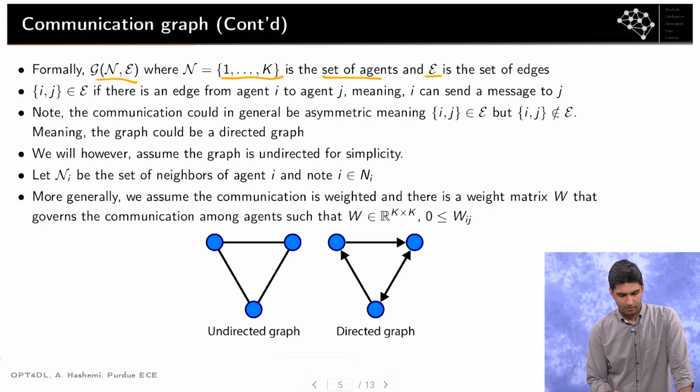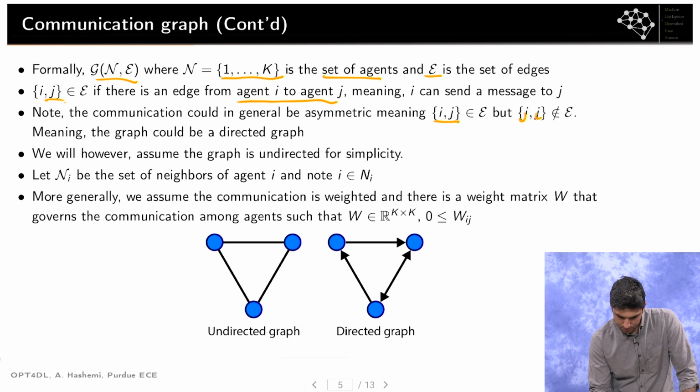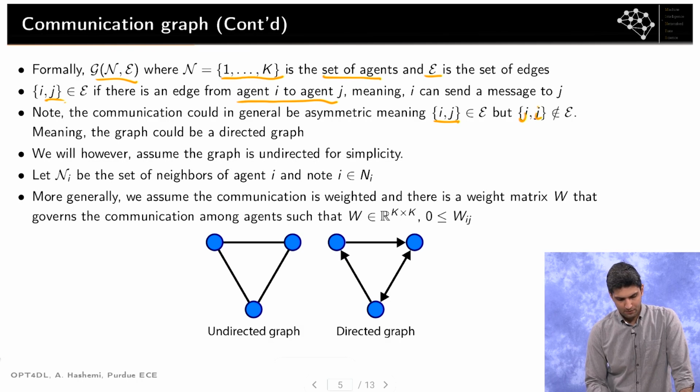Okay. So what does that mean? There is an edge between I and J, so basically the pair ij belongs to the set E, if there is an edge from agent I to agent J. That means that agent I can send a message to agent J. Now, in general, the communication could be asymmetric. It means that if I can send a message to J, J may not be able to send a message back to I. So if ij is in E, ji may not necessarily be in E, okay?